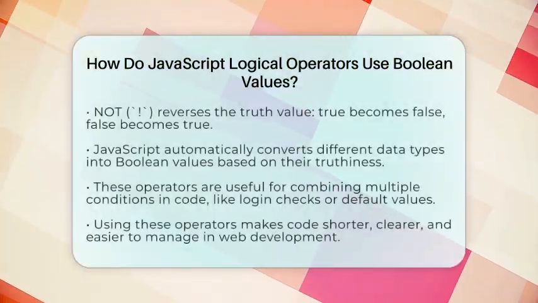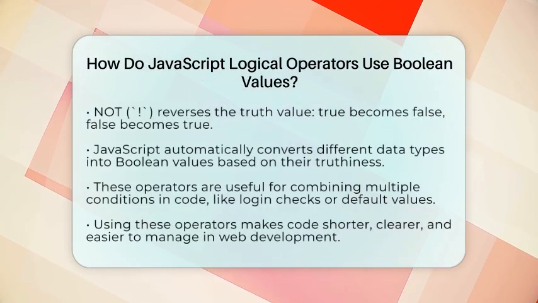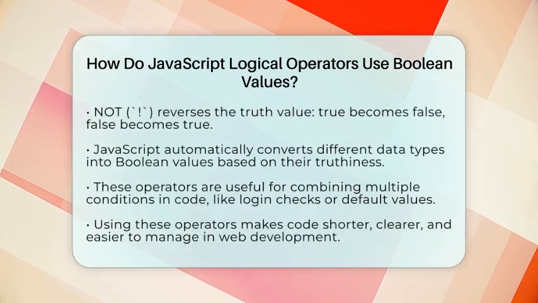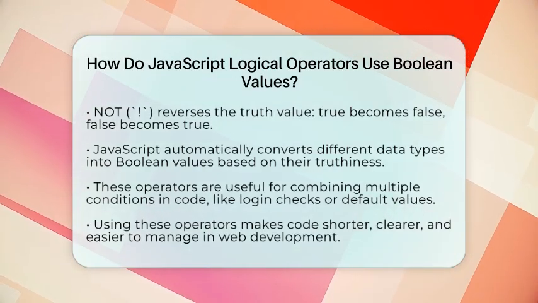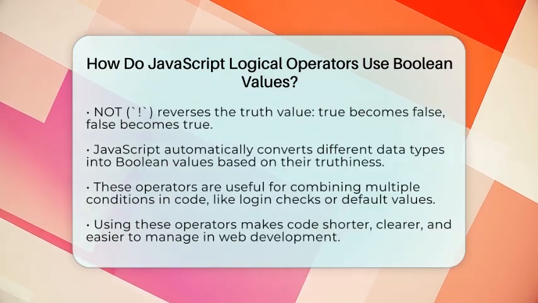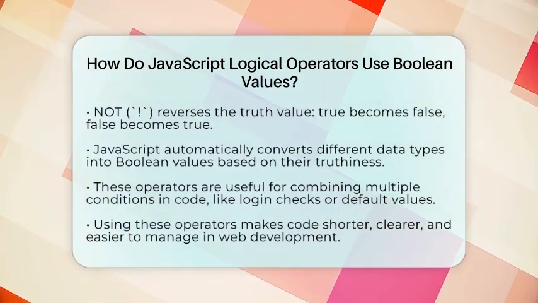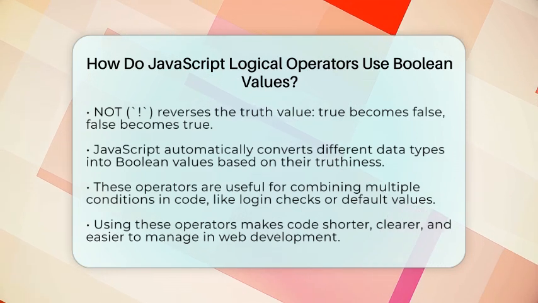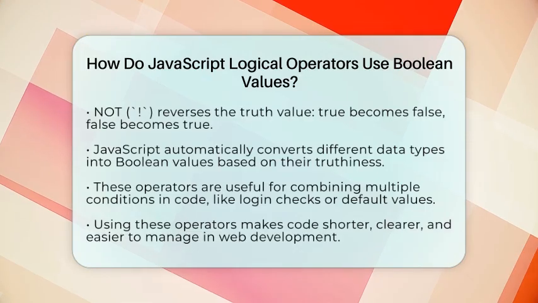These logical operators are super helpful in coding. They let you combine multiple conditions to control what your program does next. For example, you can check if a user is logged in and has accepted terms before showing a page. Or you can set default values if some data isn't available. They also make your code shorter and easier to read.